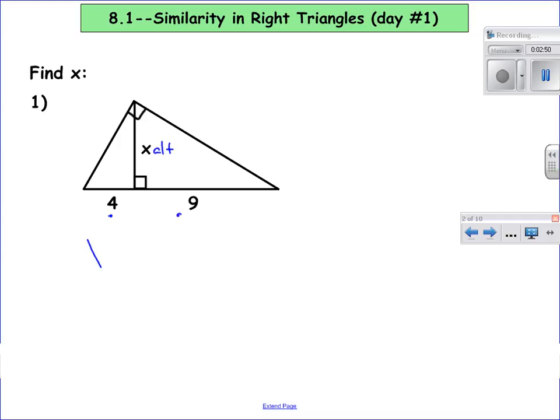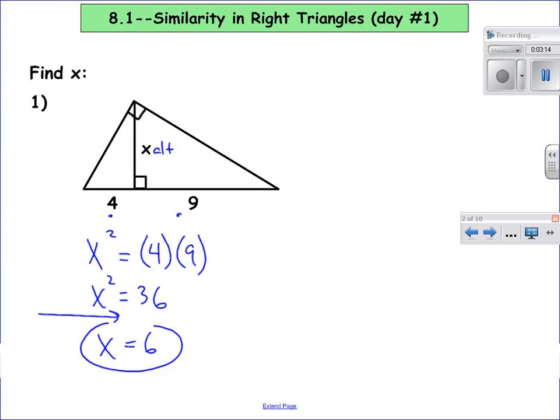So quickly, and I always want to put these in simplest radical form, x squared, the altitude squared, equals 4 times 9, the two pieces of the hypotenuse. X squared equals 36. Take the square root of both sides, and x equals 6. We're talking about distances, so we will only want the positive answer.